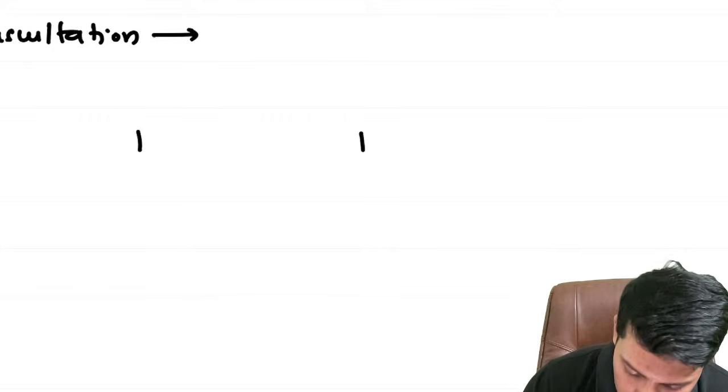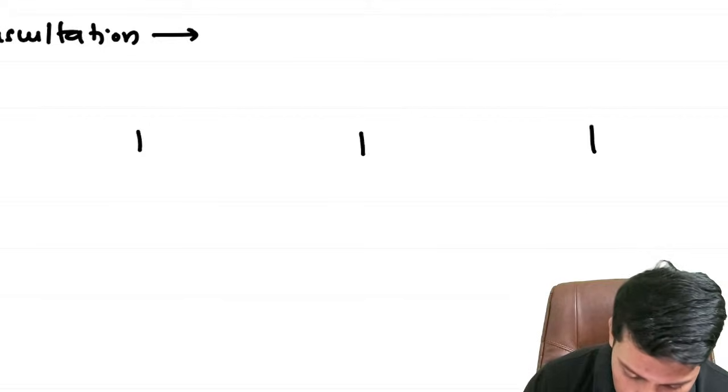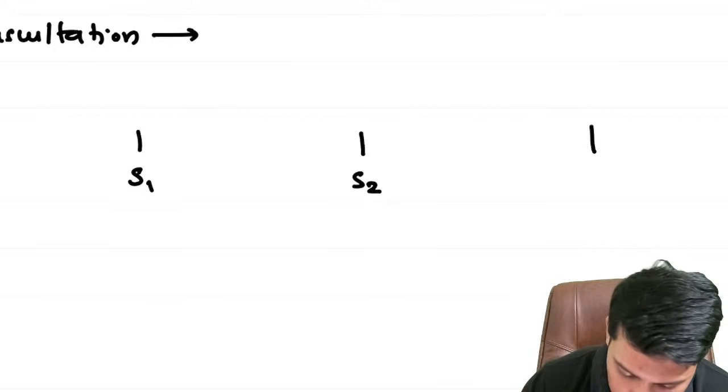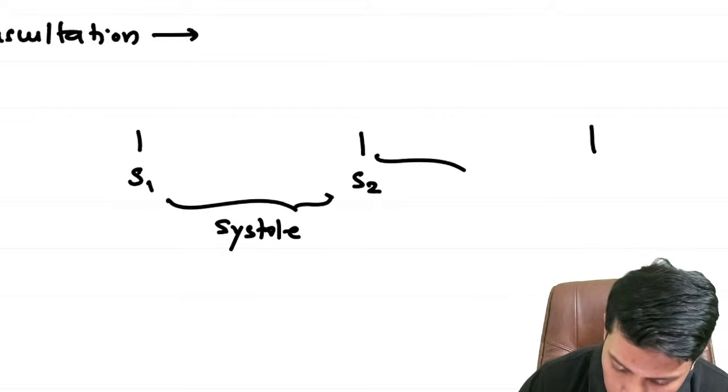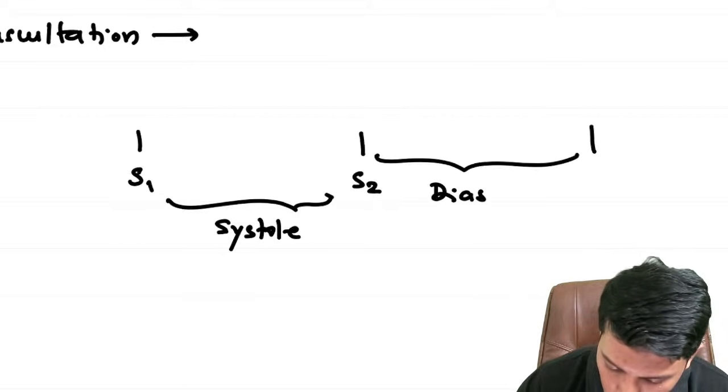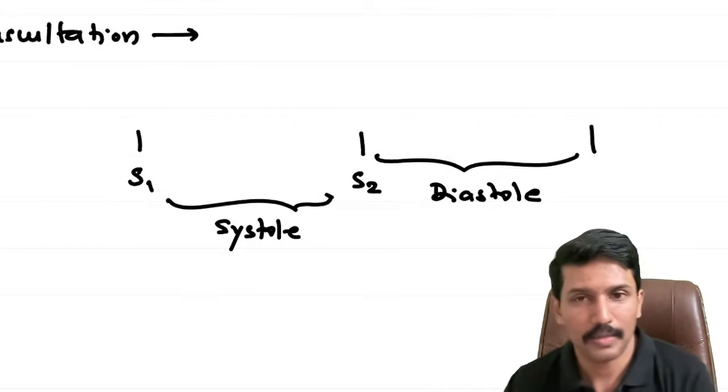So whatever murmur I'm going to hear between S2 and S1, because S1 to S2 is systole, and a mitral stenosis murmur is going to be a diastolic murmur. So I'm going to expect a murmur in the diastole.